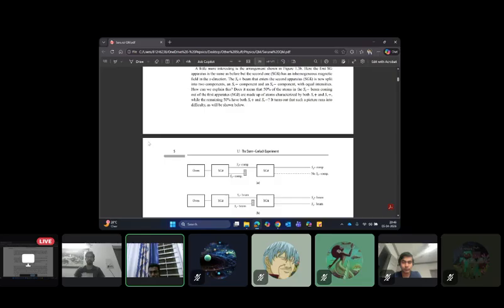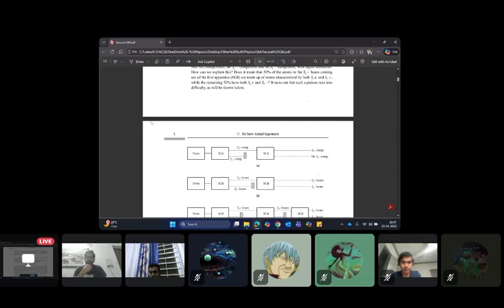How can we explain this? Does it mean that 50% of the atoms in the Sz beam coming out of the first apparatus SGZ hat are made up of atoms characterized by both Sz plus and Sx plus, while the remaining 50% have both Sz plus and Sx minus? It turns out that such a picture runs into difficulty, as will be shown below.